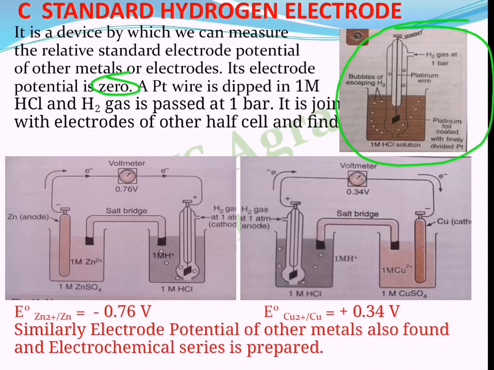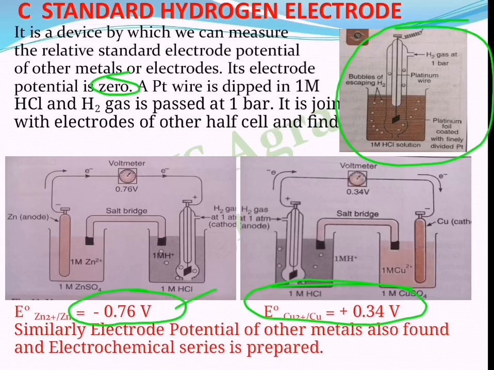Okay, these are the two diagrams. In the diagram given on the left hand side, the SHE is attached with the zinc rod, and in the right hand side the standard hydrogen electrode is joined with the copper rod. So here you can see how this hydrogen electrode is used to find the electrode potential of zinc and electrode potential of copper, and at last it is found that the electrode potential of zinc is minus 0.76 and electrode potential of copper is plus 0.34 volt. Clear? Electrode potential of copper is positive and electrode potential of zinc is negative.